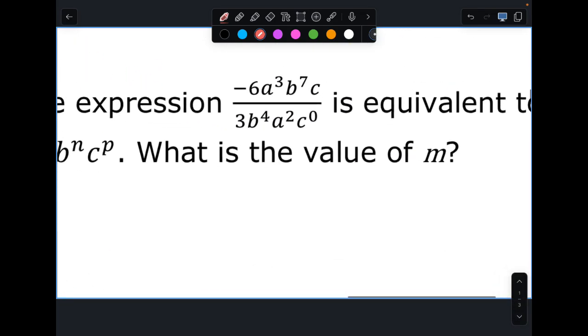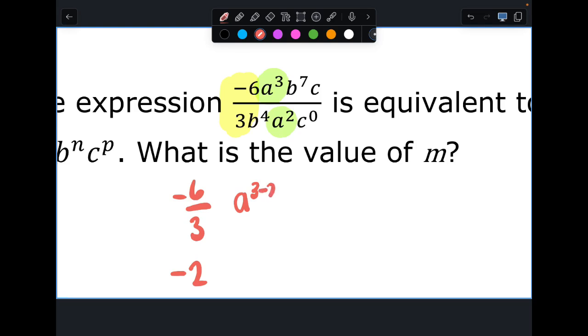Number 12. Let's group. The first group that we're going to have is negative 6 over 3. Negative 6 over 3 simplifies to? Negative 2. 6 divided by 3 is 2, right? Your a's, even though they're mixed up in the problem, you still only group your a's. And when you group your a's, you subtract your exponents. 3 minus 2 is? 1.